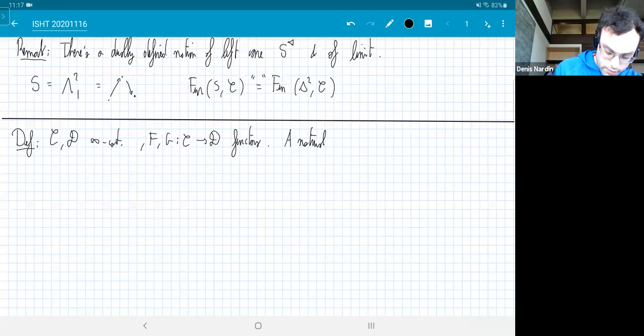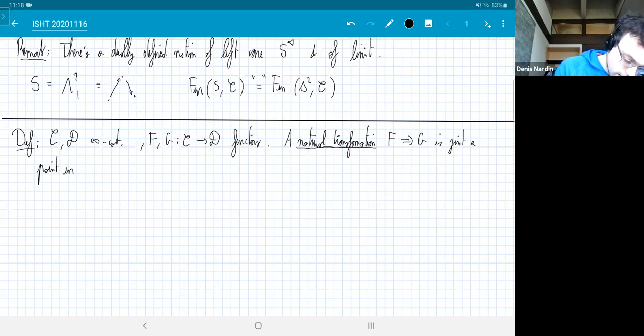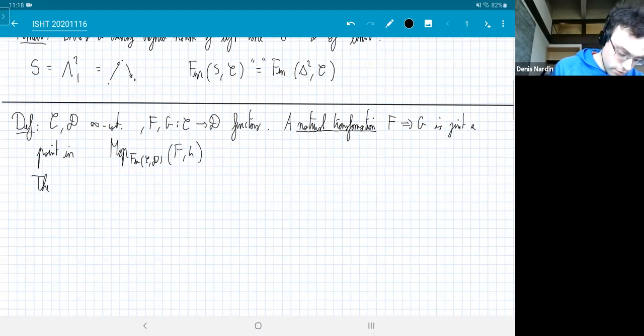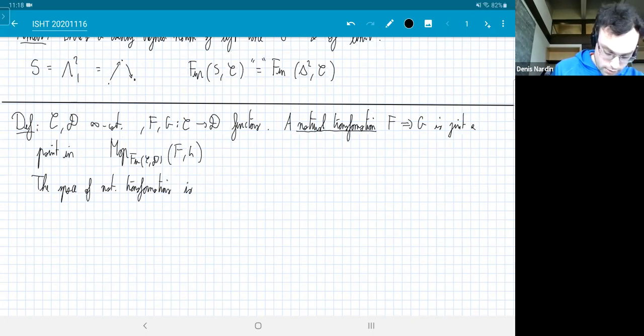A natural transformation from F to G is just a point in map from C to D, from F to G, which we saw being an infinity category before. This makes perfect sense, and you can unwrap it when C and D are one-categories, where it is just the normal notion of natural transformation: a bunch of arrows for each object and some commutative squares. If you unwrap what this mapping thing is doing, it's exactly that. And the space of natural transformations is map from C to D, F, G.